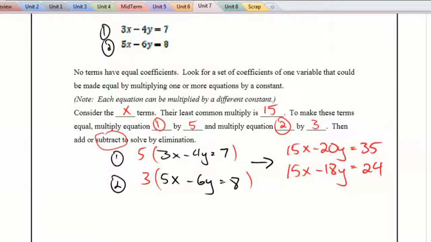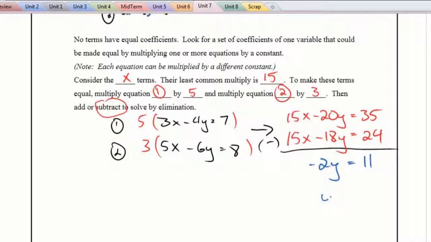So at this point, we can take these two equations and subtract them because I have 15 in front of both of my x terms, which is kind of nice. That's what I was hoping to do. So I'm going to go 15 minus 15x and get 0 x's. I'm not going to write it down because it's just going to confuse me. This is where the signs get a bit tricky. I have negative 20y minus negative 18. So it's like negative 20 plus 18 because I'm subtracting negative 18. So I'm going to end up with negative 2y out of those two. And then I'm going to go 35 minus 24, and I'm going to end up with 11.